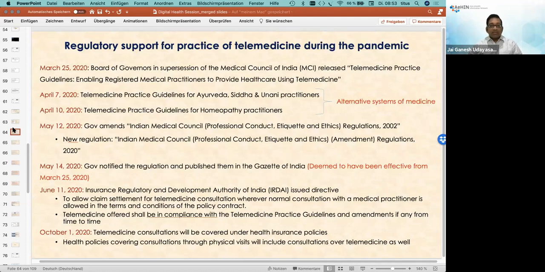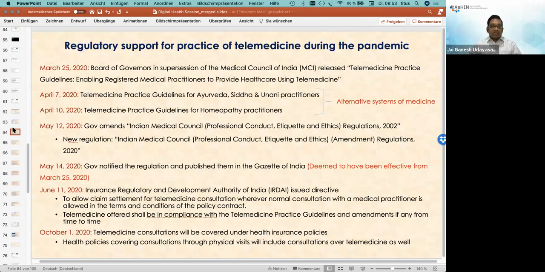But then thanks to COVID, they were fast tracked, and the Government of India brought about the telemedicine practice guidelines on 25th of March 2020, to make sure the nation's needs were met, especially in times of lockdowns where people had difficulty going to the brick and mortar hospitals. They wanted to encourage the physicians in the country to provide services via telecommunications, that is, telehealth. So they brought out this regulation.